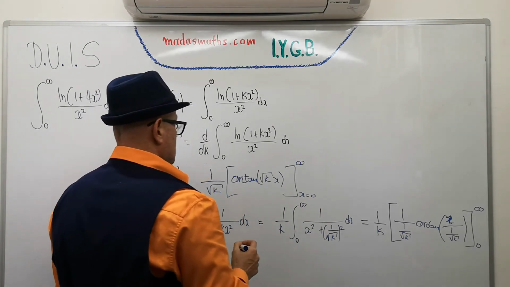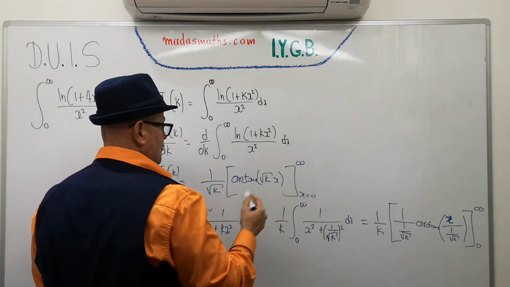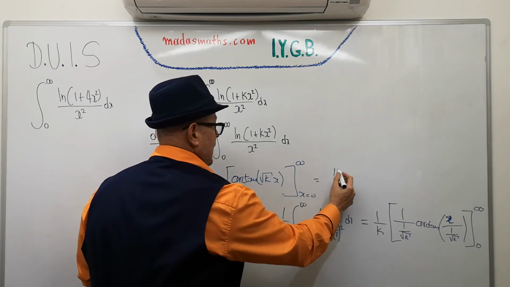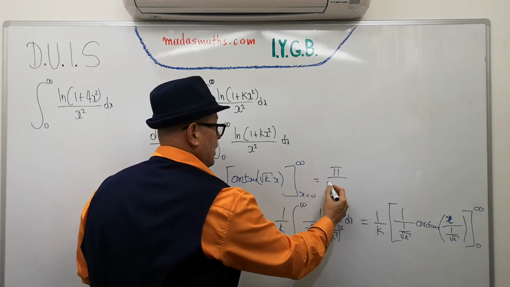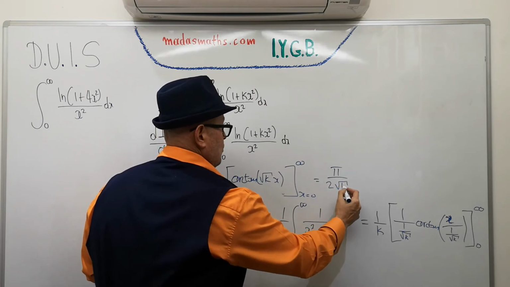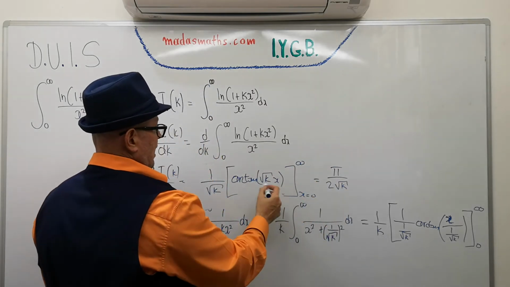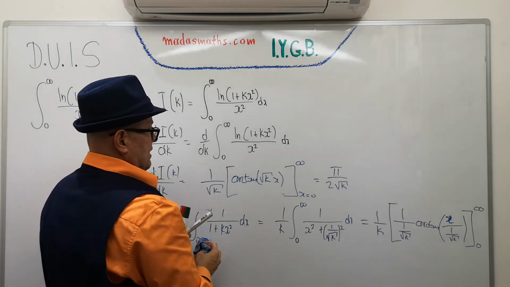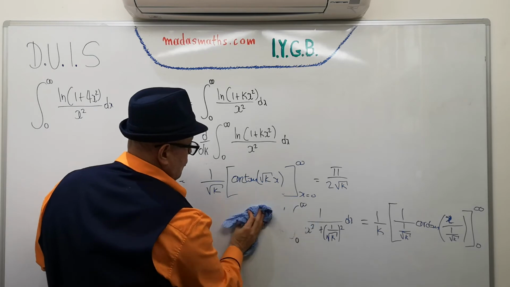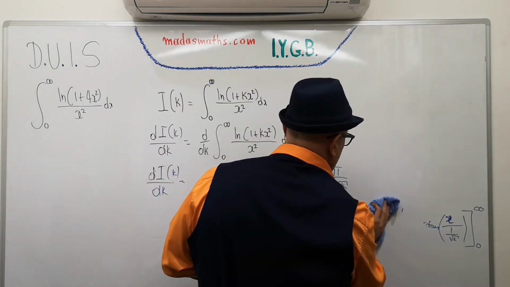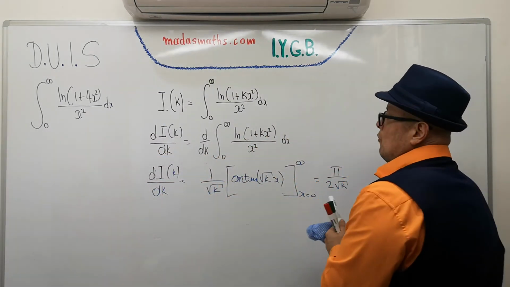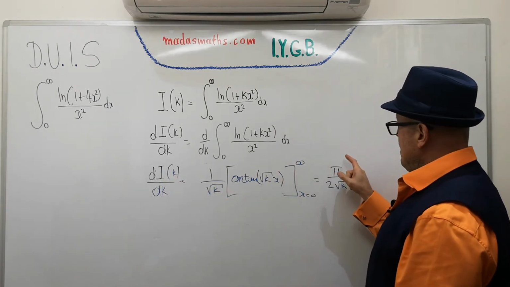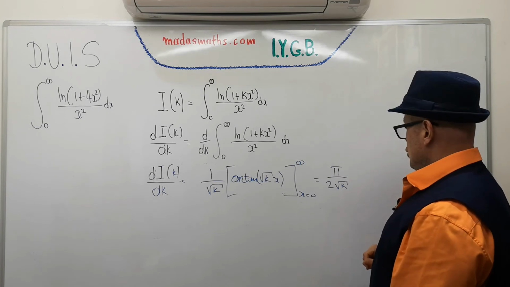And now what this will evaluate, the arctan of infinity, if you want, is pi over 2. So that is going to be pi over 2 square root of k. And of course the arctan of 0 is of course 0. But this is now not the answer to what we were trying to find. Let's collect our results and see what we found so far. What we found so far, this is the dI/dk. So dI/dk is pi over 2 square root of k.